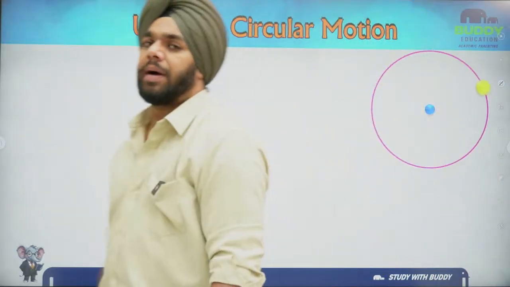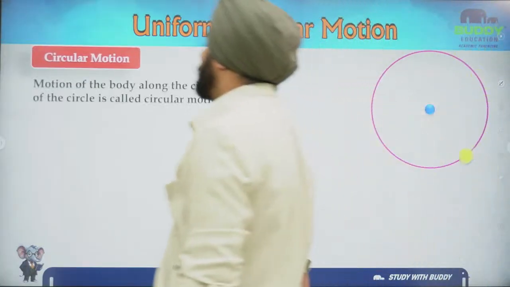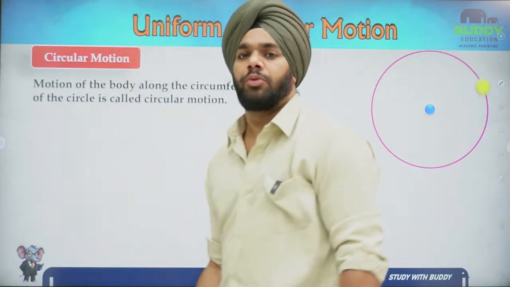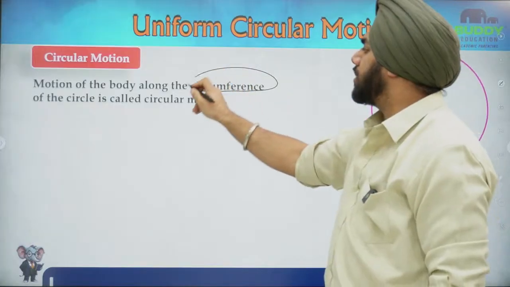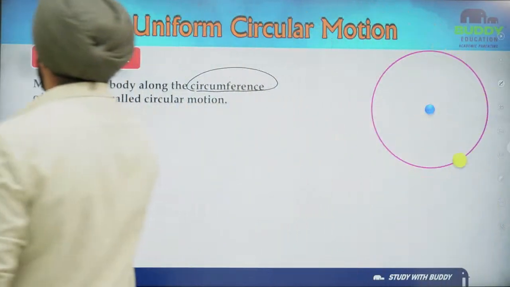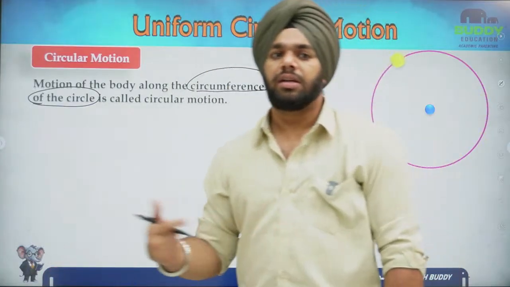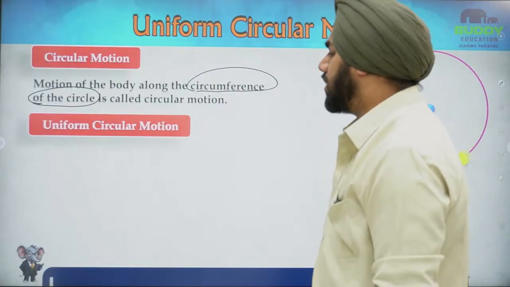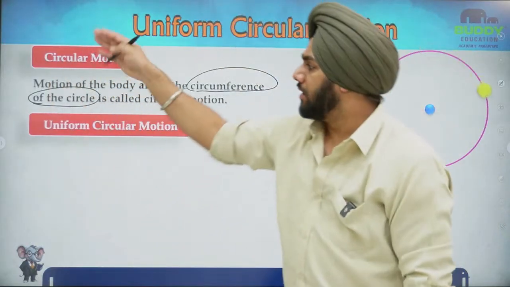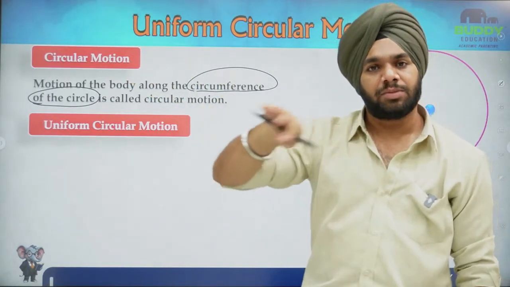So whenever a particle is traveling in a circular path, we call it circular motion. So what is circular motion? Circular motion is the motion of an object along the circumference of the circle. If the particle is moving in the circular path or along the circumference of the circle, then we can say that the particle is performing circular motion. First we discuss circular motion: when the particle is moving in the circular path.